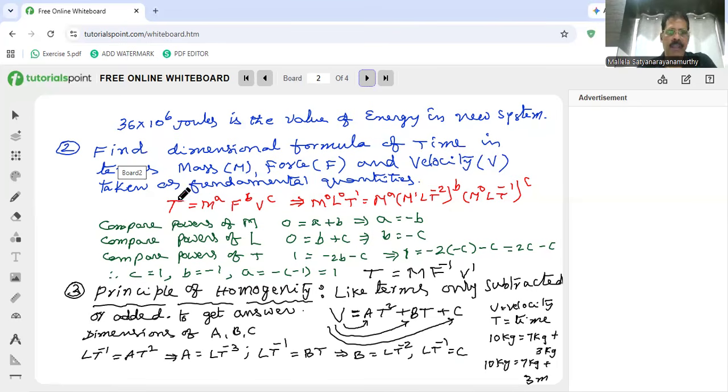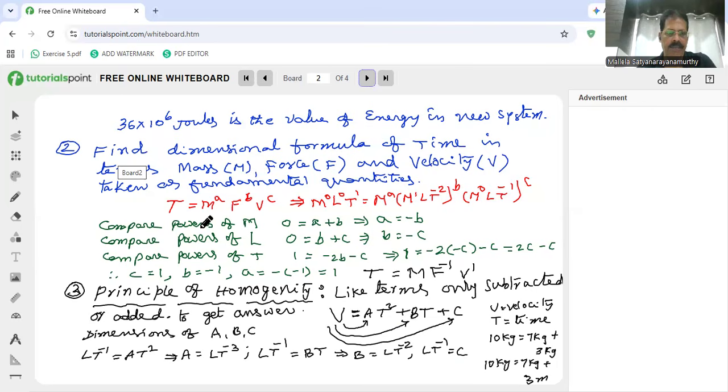fundamental quantities. So for that, what you have to take is T = M^A F^B V^C. What is the dimension formula of time? M^0 L^0 T^1 = M^A (force, MLT^-2)^B (velocity, M^0 LT^-1)^C. First, you have to write the dimension formulas of all.